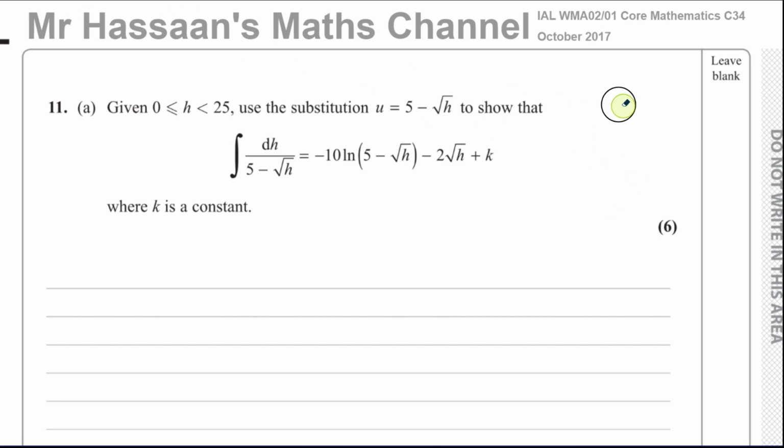I'm now answering question number 11 from the October 2017 Core Mathematics C34 paper from Edexcel International A-Level, the old specification. And this question relates to P4, and part A of this question is integration by substitution.